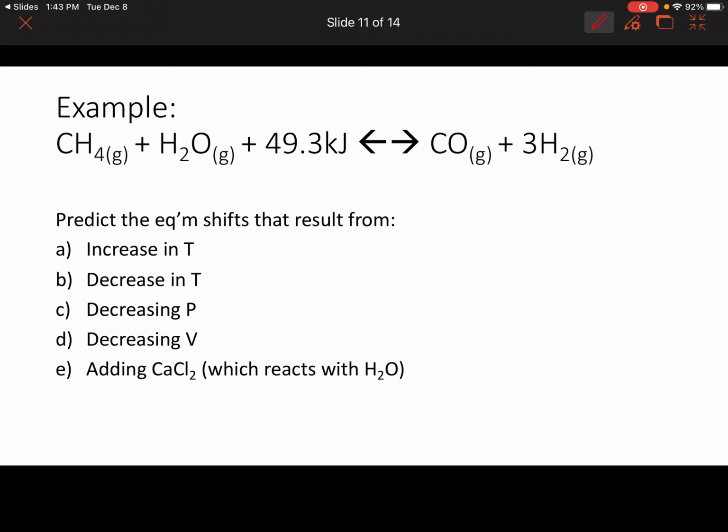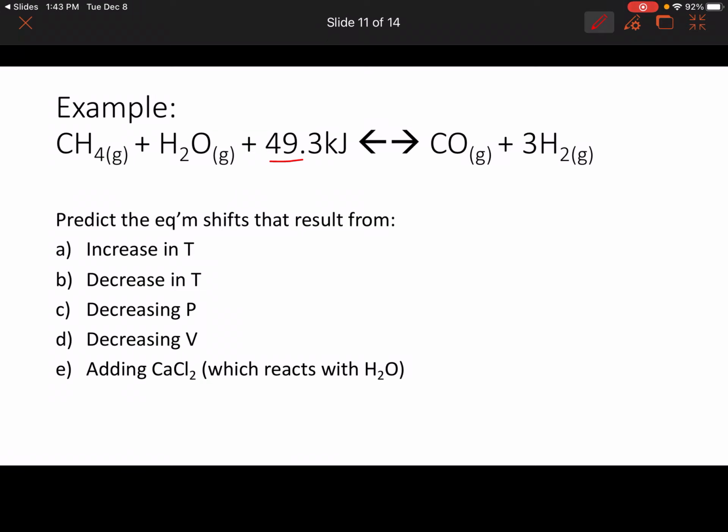Okay, we're going to work through an example here. So I've got methane plus water. So first of all, the forward reaction here is endothermic because it requires the energy here, right? So we're just going to go through and figure out what's going to happen. So predict the equilibrium shift. So you're going to be commenting here whether they shift to the right or shift to the left. So you should probably pause the video and see if you can answer these on your own before I go through them. Okay, so predict the equilibrium shifts that result from.